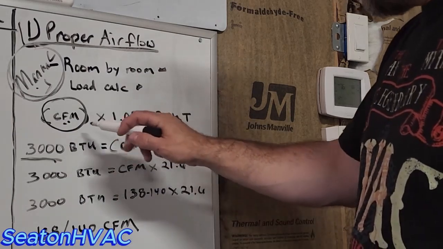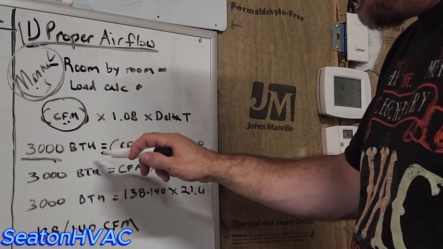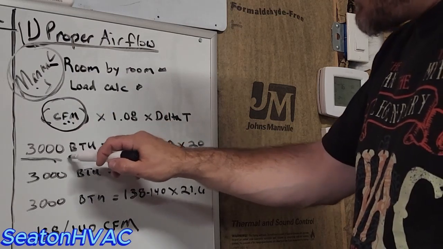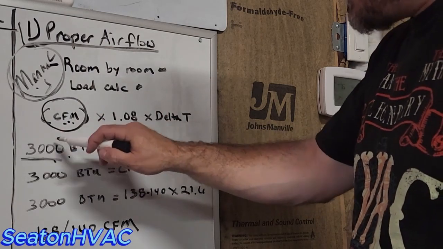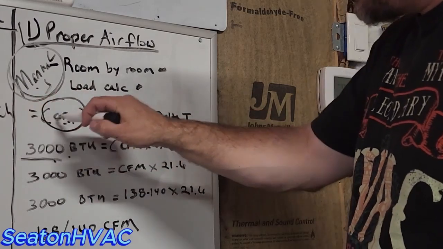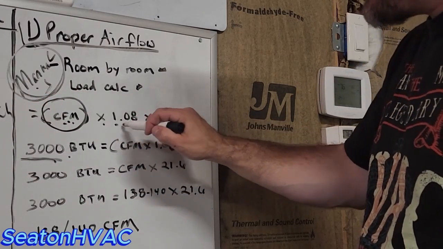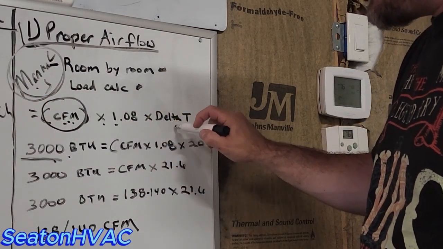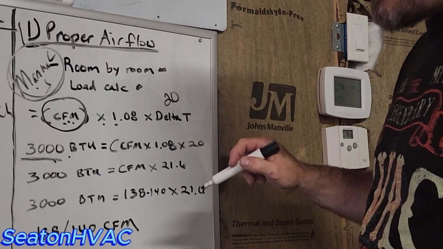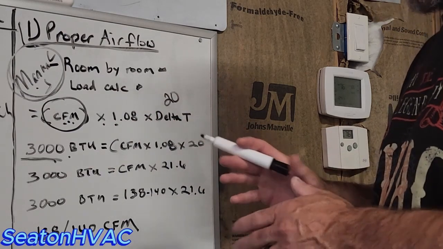So how we determine CFMs is based off the BTUs. So 3,000 BTUs, so there's an equal here. So BTUs equals CFM times 1.08 times your delta T. Now we always shoot for 20 degrees delta T on an air conditioning system.